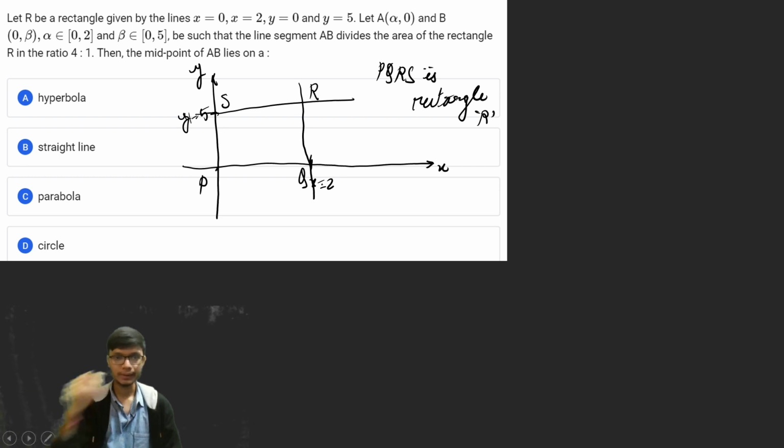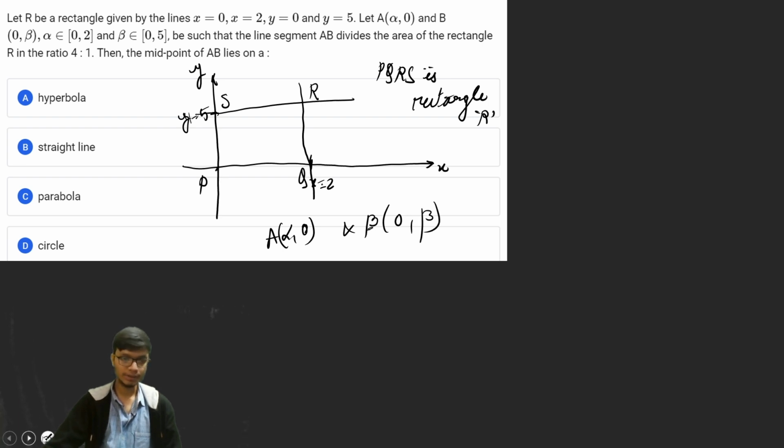Let A be a point, that is alpha comma 0, and B is another point, that is 0 comma beta. It is mentioning the range: alpha belongs to 0 and 2, both in the closed bracket, and beta belongs from 0 to 5. That means the point A lies inside the line segment PQ, and B lies inside the line segment PS.